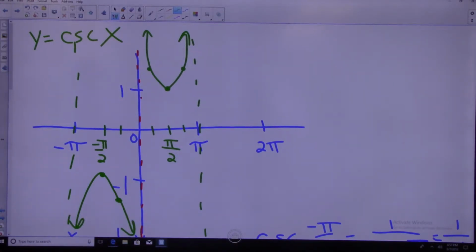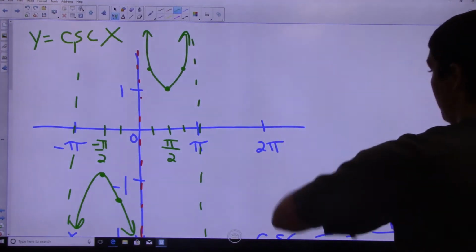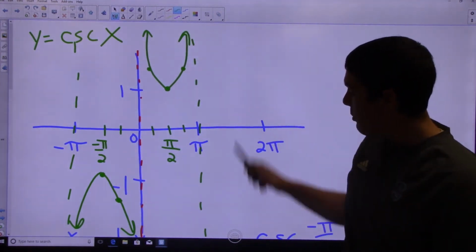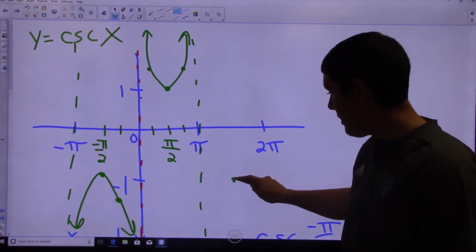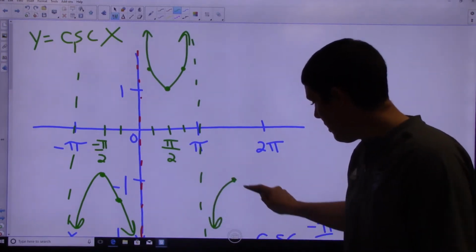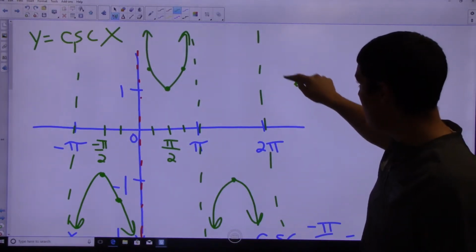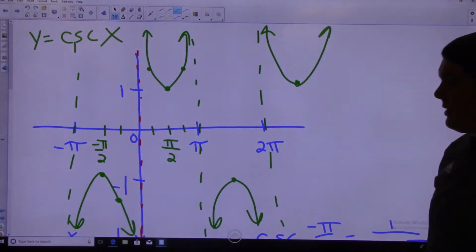So guys, this is going to keep repeating up and down, up and down. So the next one, this one was opening down, this one's opening up. The next one right here is going to start at negative 1 and it's going to open down. So at 2 pi, that's going to be an asymptote. And the next one is going to open up. So it's going to keep repeating that cycle.